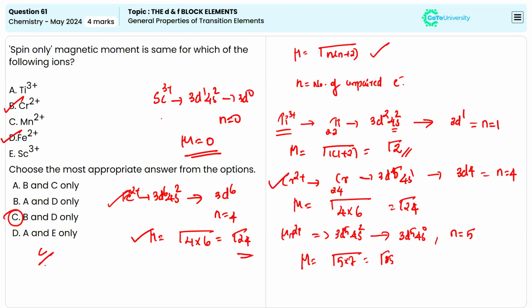So which is the correct answer for this question? Calculate all these values, then only you will get the answer. Write it down. You have to check for each and every ion given here. Then only you can find out which of them are having the same values. So write down everything.